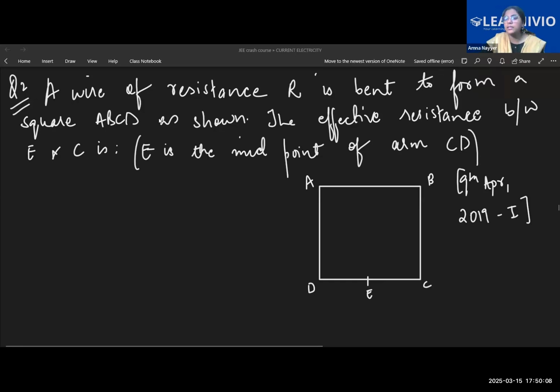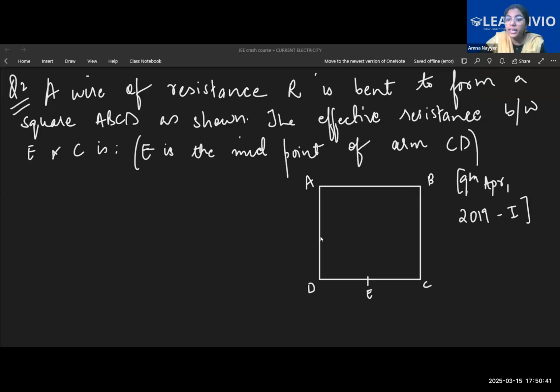See, the best way to answer is, it is saying a wire of resistance R, means a long straight wire whose resistance is capital R, right? It is bent to form a square ABCD. So a straight wire was there, and it has been bent in the form of a square. What is the net resistance of this figure? R, exactly. The net resistance of this figure is R.